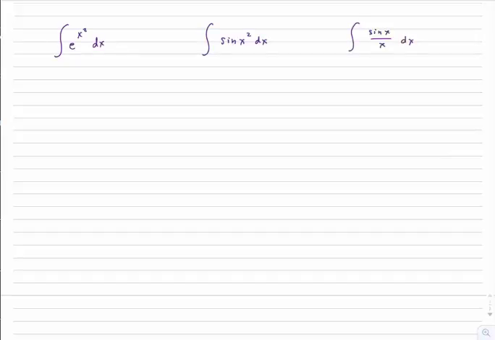So are there still more things we can't do? Well, yes. Something like e to the x squared dx, sine of x squared dx, sine of x over x dx. These are all examples of integrals that we can't yet do analytically with the tools that we've learned. Well, what do I mean by analytical? Analytical means exact.